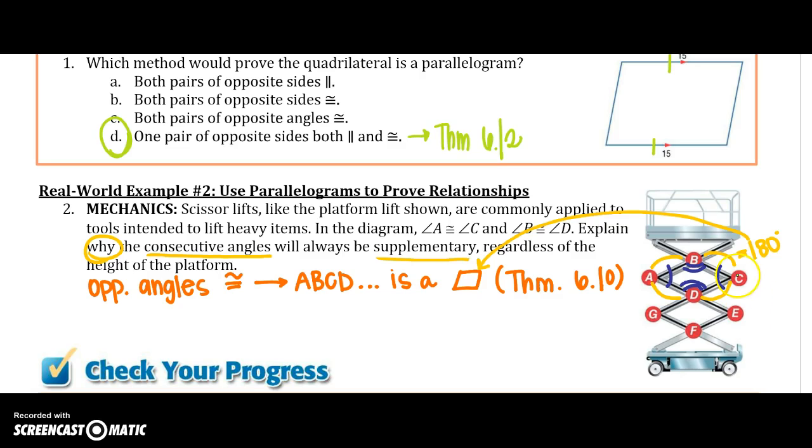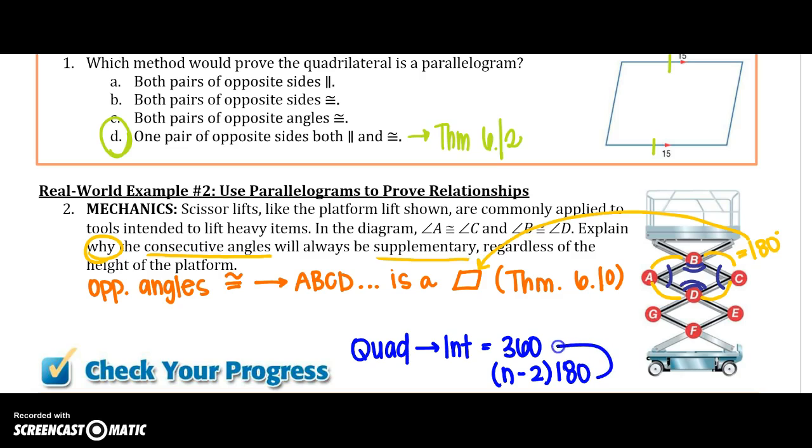I also know that because it's a quadrilateral, all my interior angles equal 360. If you remember that, n minus 2 times 180 from section 1. And that can never change. So that is a few reasons why, because it's a parallelogram, I can say that those angles will never change.